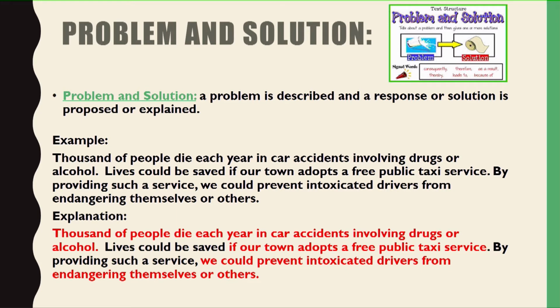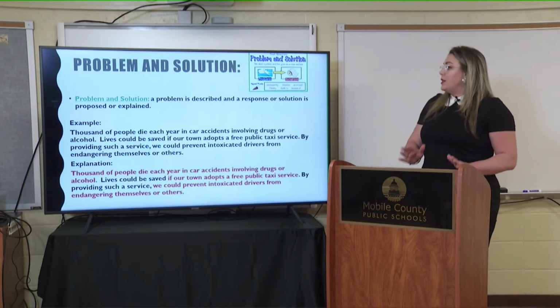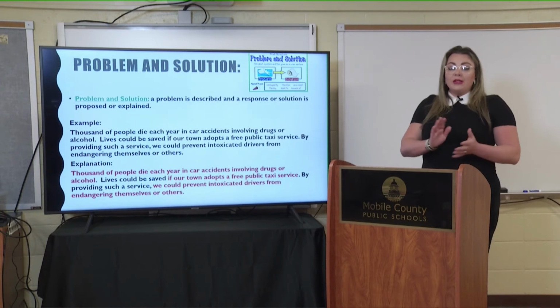Now, as the passage continues, to follow problem and solution, we should have a response or solution brought up. The response in this passage says that if our town adopts a free public taxi service, lives could be saved. It also continues that with this taxi service, they could prevent intoxicated drivers from endangering themselves or others. So this nice and neatly ties in the problem and solution. The problem is introduced at the very beginning, and then solutions are provided as the passage continues.